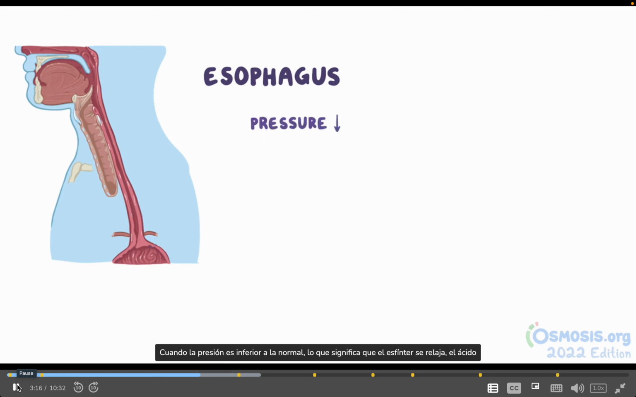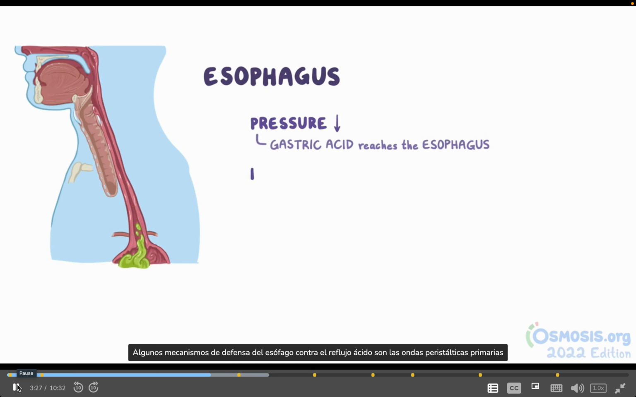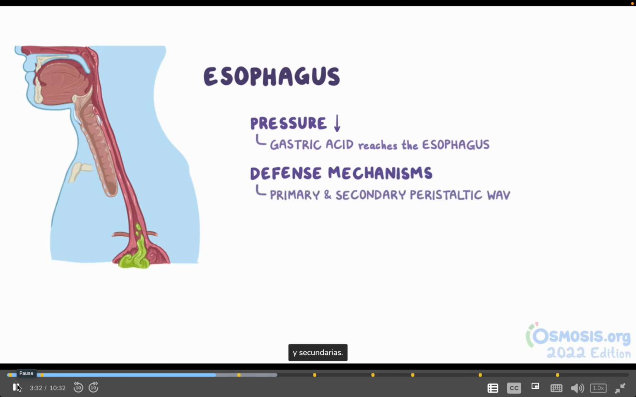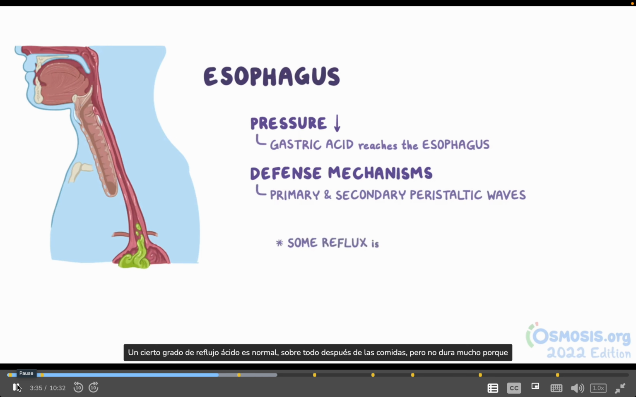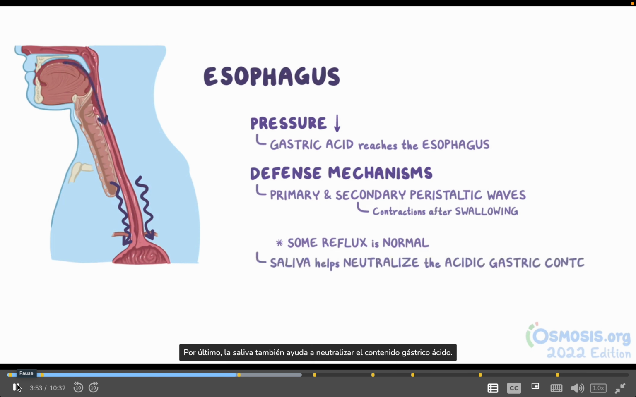When the pressure is lower than normal, which means the sphincter becomes looser, gastric acid reaches the esophagus and the pH of the esophagus drops to around 4, which is called acid reflux. Some esophageal defense mechanisms against acid reflux are the primary and secondary peristaltic waves. Some degree of acid reflux is normal, especially after meals, but it doesn't last long since secondary peristaltic waves, which are contractions of the esophageal muscle layer that happen a while after we've already swallowed, push the gastric acid back into the stomach. Finally, saliva also helps neutralize the acidic gastric content.